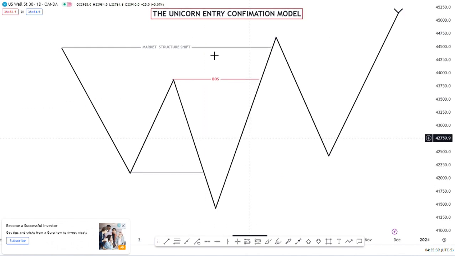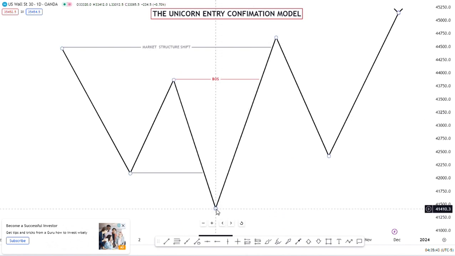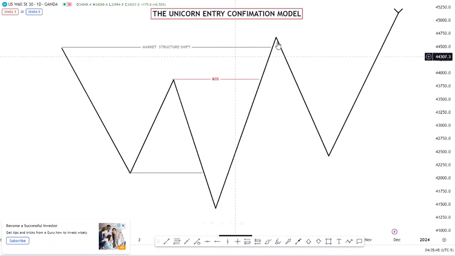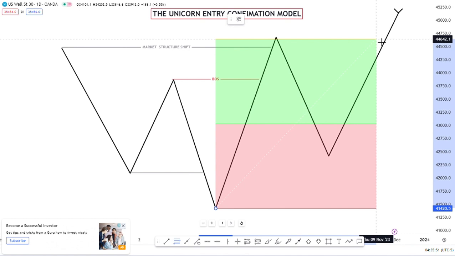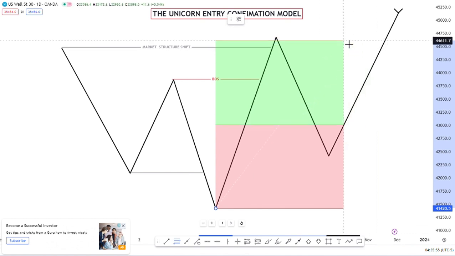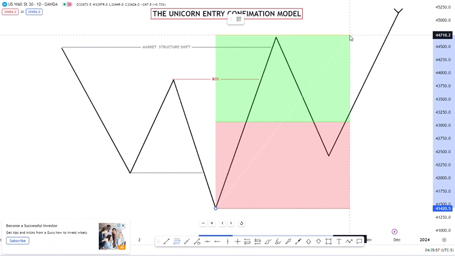So what do we look for? See this market structure shift. Look for the displacement low and the displacement high. We look for your discount and premium. I talk about discount and premium, and I also have a video on my channel about discount and premium. So if you want to check it, go to my channel and check it out.